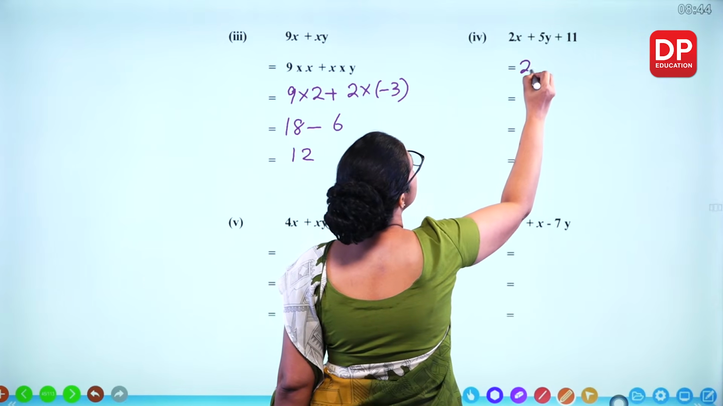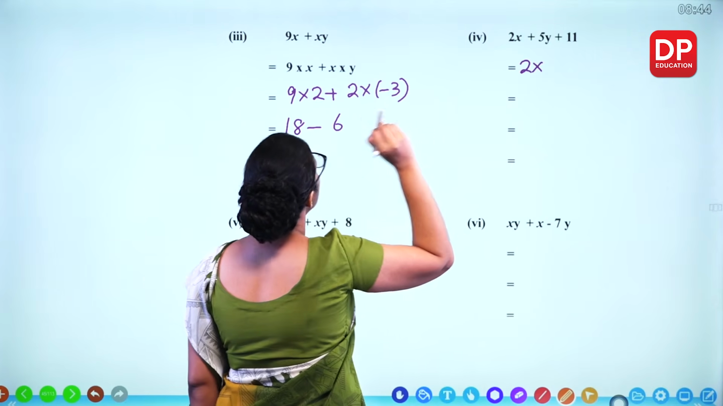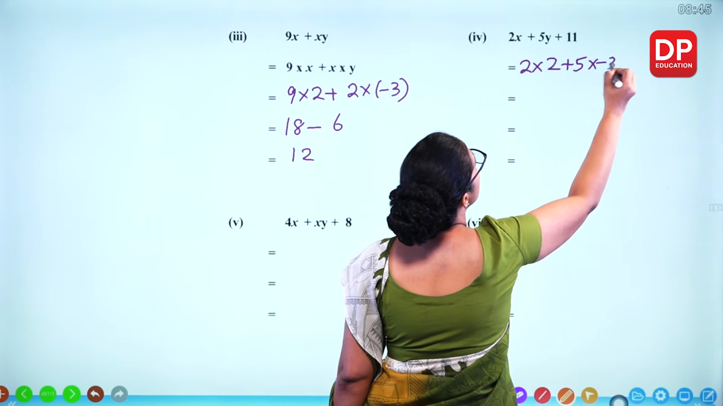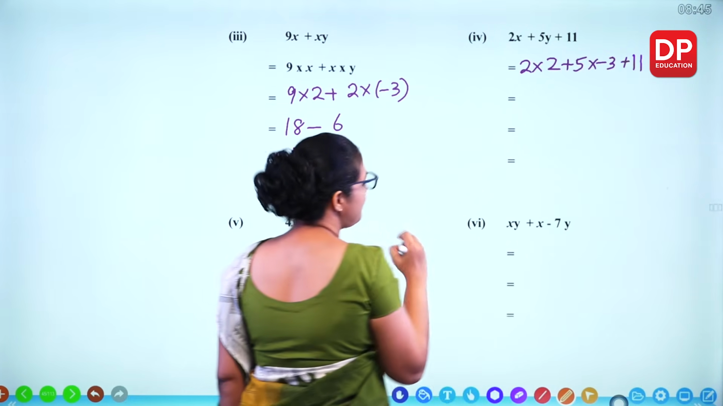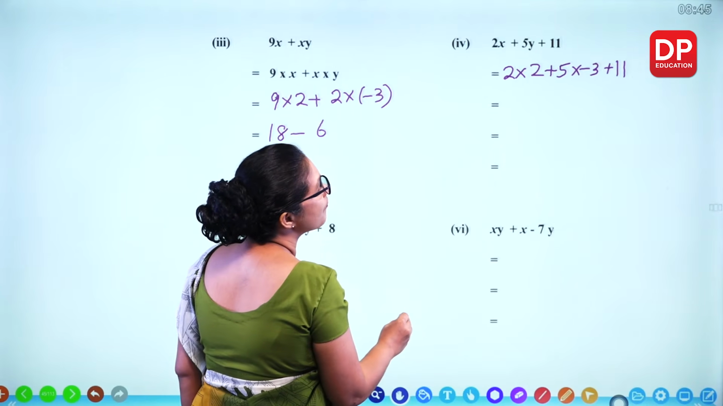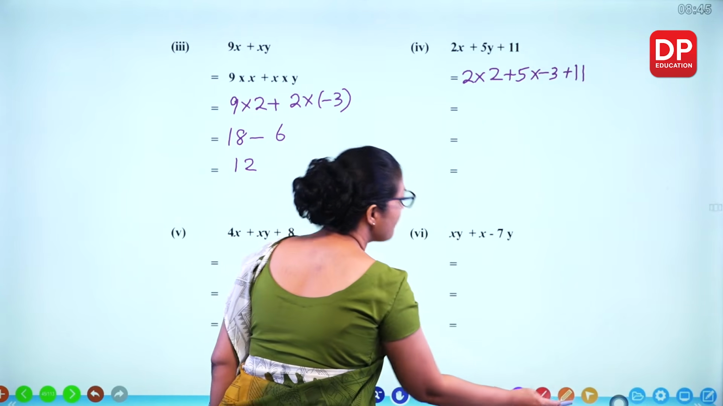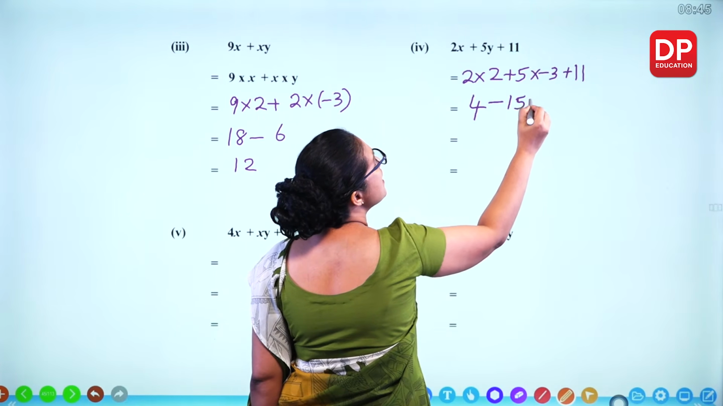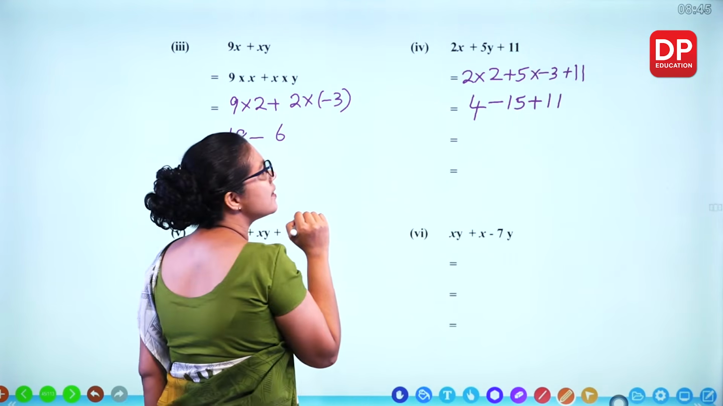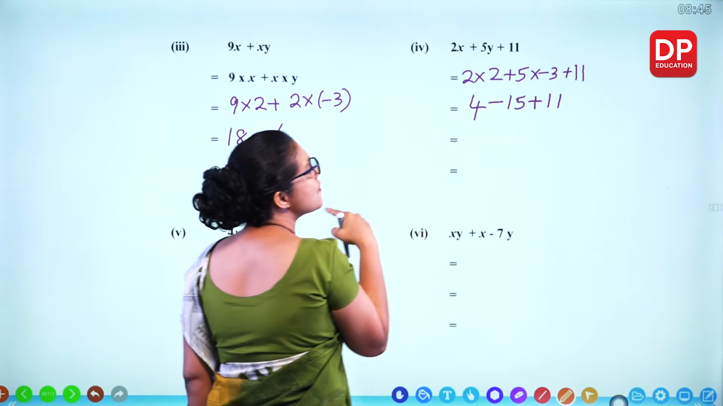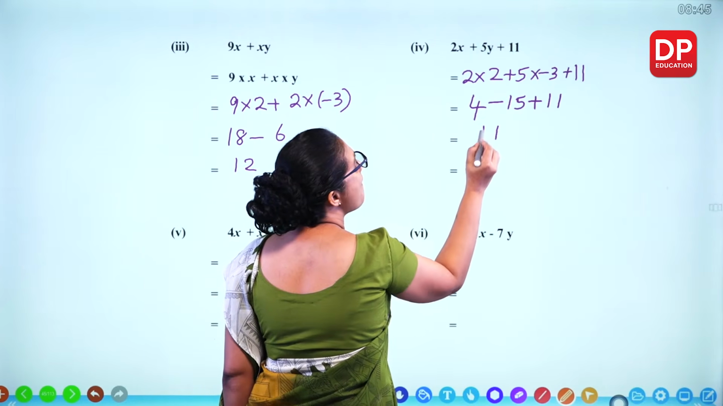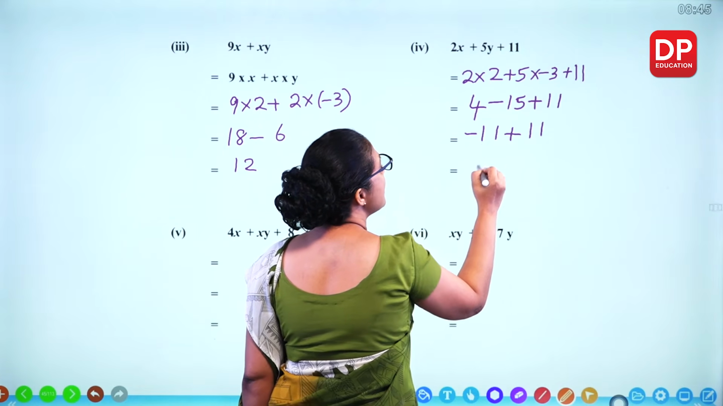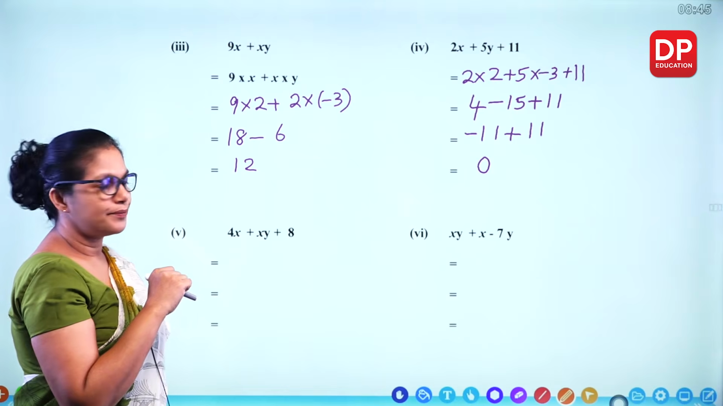2 times x, x is 2. 5 times minus 3 plus 11. 2 times 2 is 4, minus 15 plus 11. So 4 minus 15, you get minus 11. Minus 11 and plus 11, you get 0.